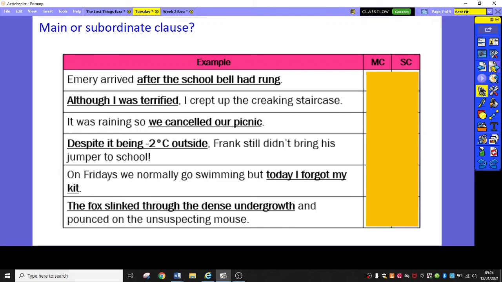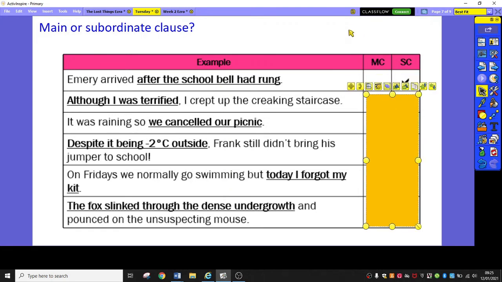So, again, let's have a look at that element of subordinate clause. So remember, subordinate means less important, and it's the part that might not necessarily make sense. So again, I'd like you just to pause the clip and have a guess as to whether each of these underlined sections are a main clause, the important thing you want to know, or the subordinate clause, the less important information. Okay, let's go through some answers.